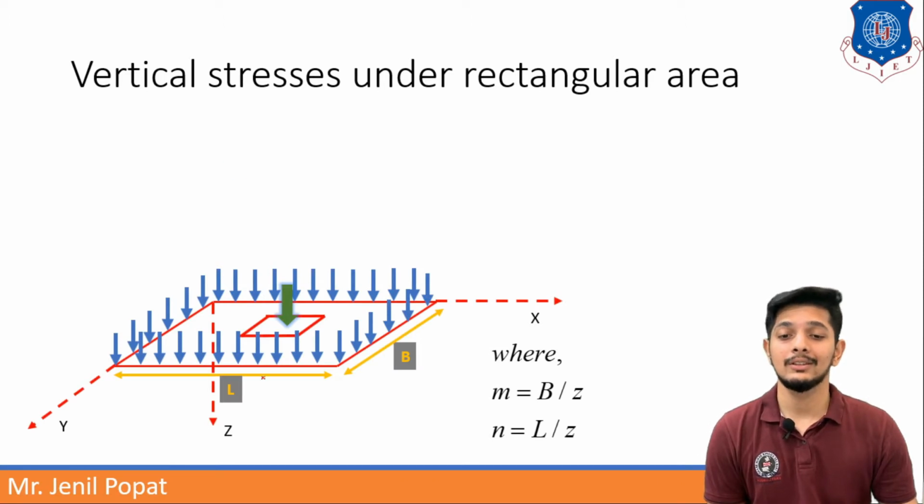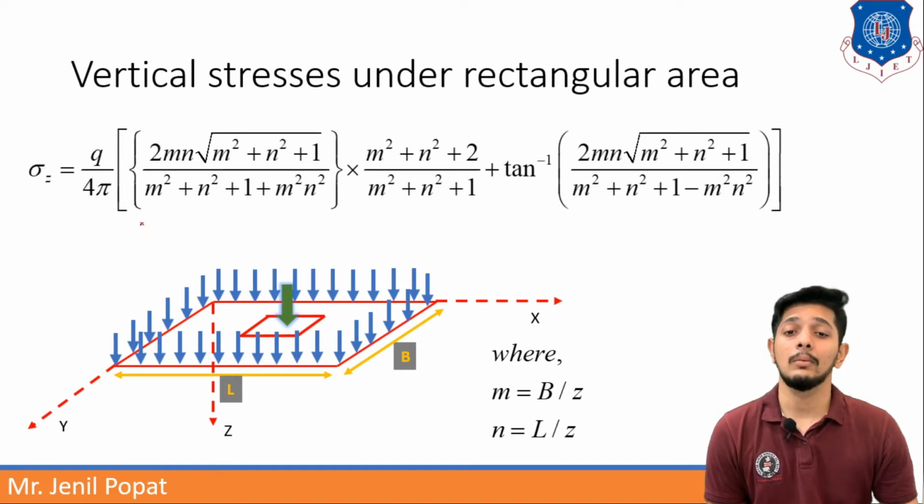Now, this is a soil surface, the red square is again showing a soil surface, and on the smaller red square, the load is being applied on this rectangular area. Now, what will be the stresses? That is the question. The area of that rectangle of soil will have L length, B breadth, and Z depth, where M and N are defined as M is equal to B by Z and N is defined as L by Z.